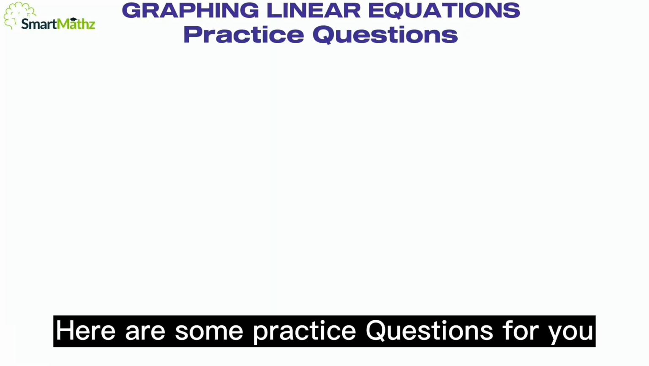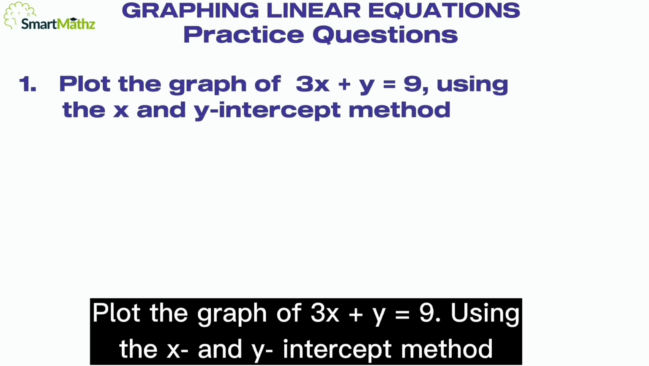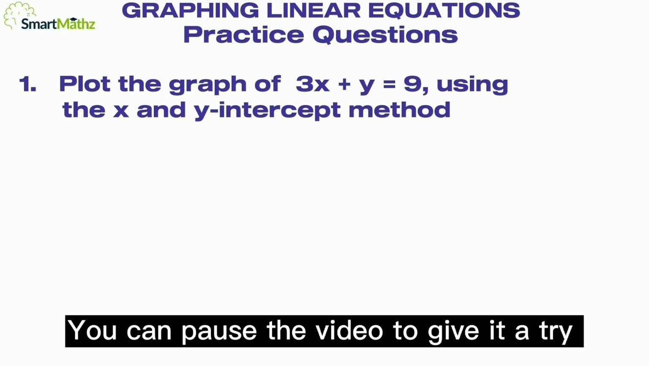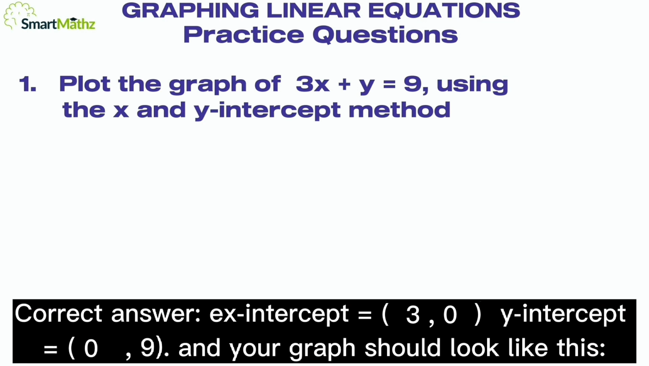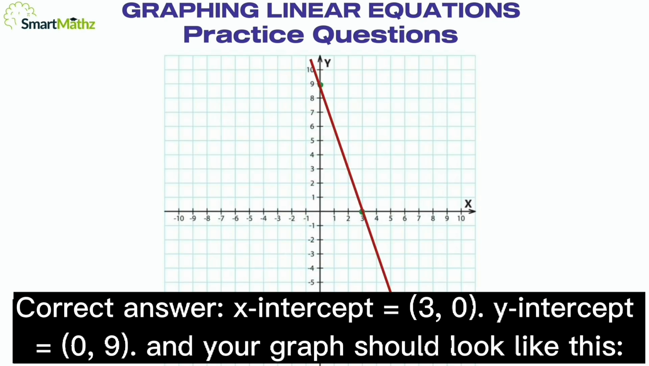Here are some practice questions for you. Plot the graph of 3x plus y equals 9 using the x and y intercept method. You can pause the video to give it a try. Correct answer: x-intercept equals (3, 0), y-intercept equals (0, 9), and your graph should look like this.